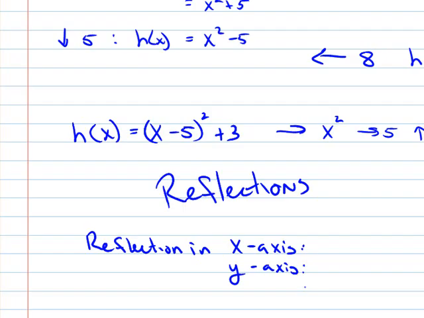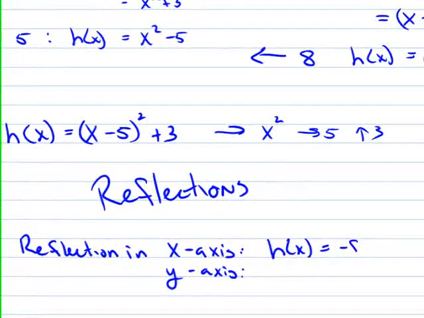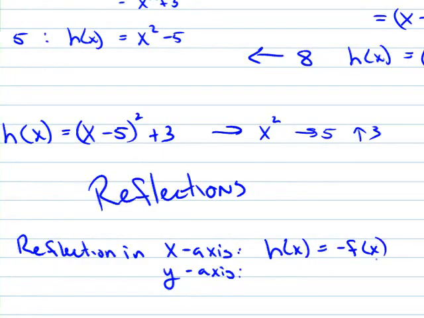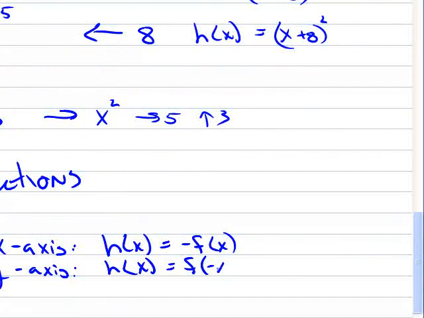To reflect about the x-axis, what we're going to do is take the opposite of that function, and to reflect it across the y-axis, what we're going to do is take the opposite of x. And we can prove it.